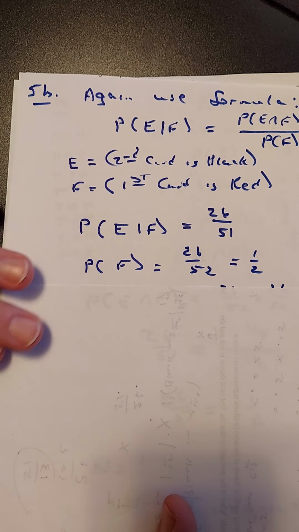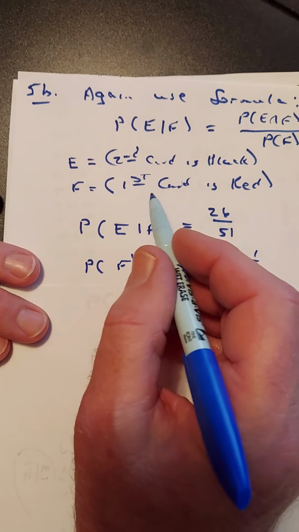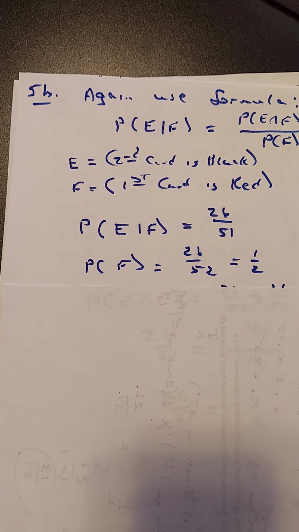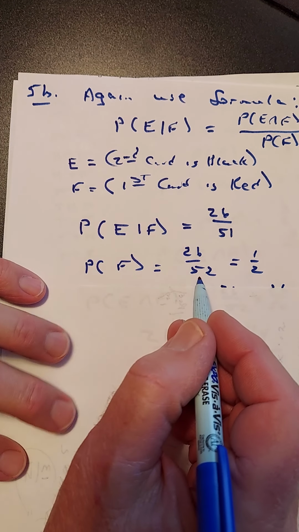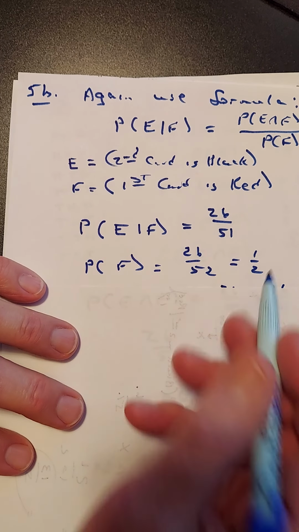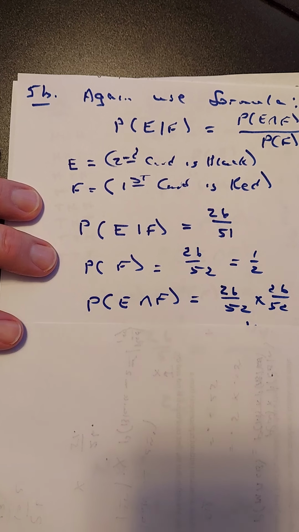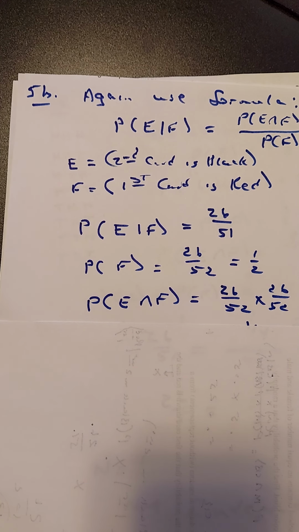Okay. What's the probability of F? F was that the first card was red. Well, when you're going for the first card, there's 52 cards altogether and 26 are red. That's half of them. Okay, and then the last thing, we got to find the probability of E and F.